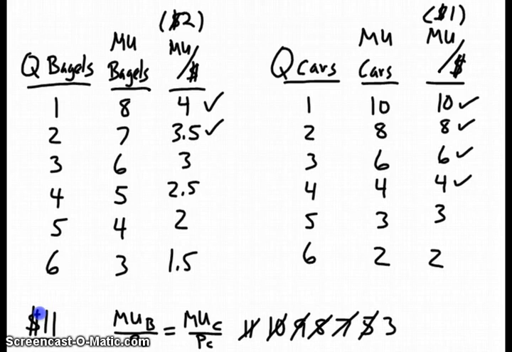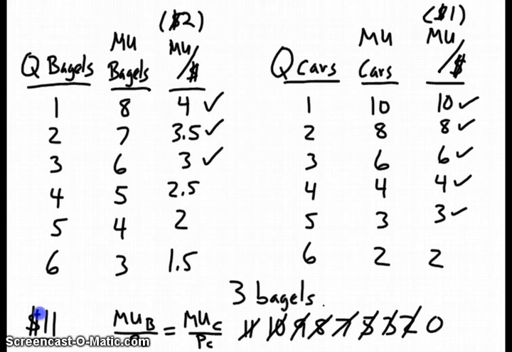And then the fifth car and the third bagel both give us 1 util per dollar, so that takes us to 2. And then another bagel takes us to 0. So Teresa has spent all of her $11, and in the process bought 3 bagels and 5 toy cars. And notice that the marginal utility per dollar of the last $1 spent on cars provided the exact same amount of marginal utility as the last dollar spent on bagels. They were both equal to 3.